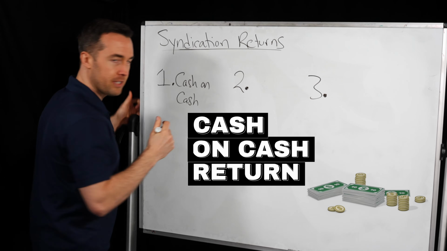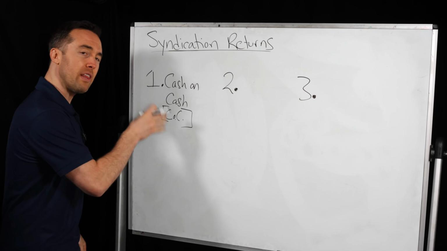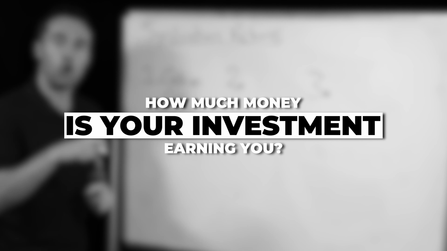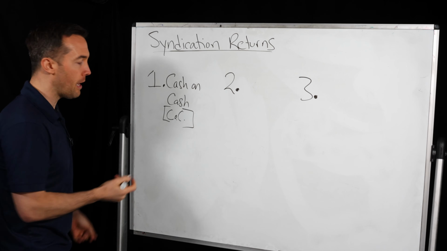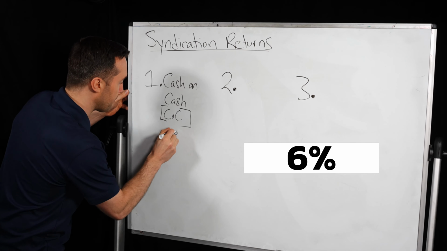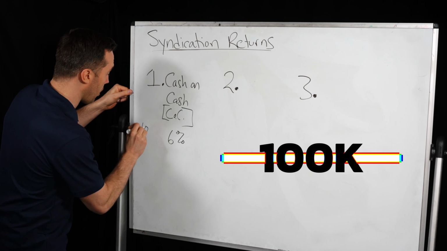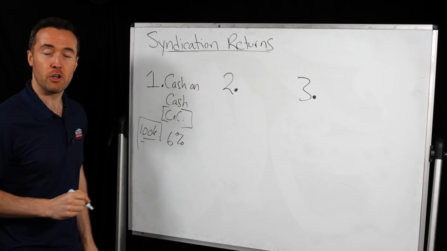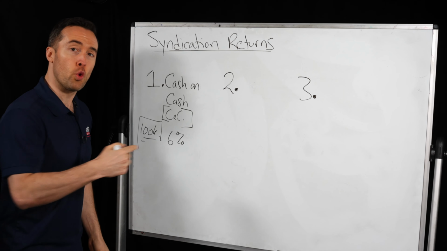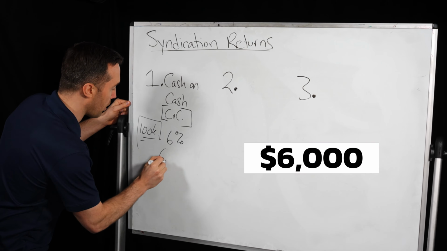Now, sometimes what you'll see on the page, if you're looking at the pro forma, is COC. What this does is it shows you how much money your investment is earning you. For example, it'll say a cash on cash year 1, maybe it's 6%. Now, what does this mean? Well, if you invested, let's say $100,000 in the deal and you're earning a 6% return in year 1, that means your investment is yielding you at the end of year 1, $6,000.